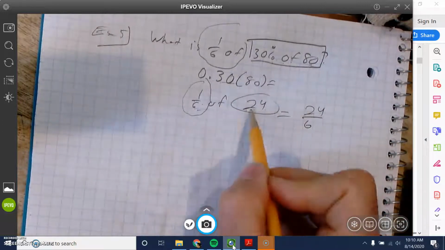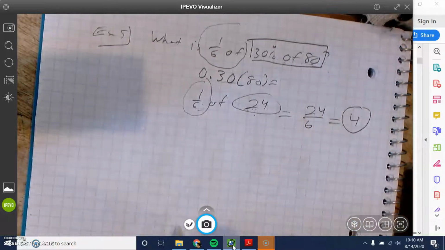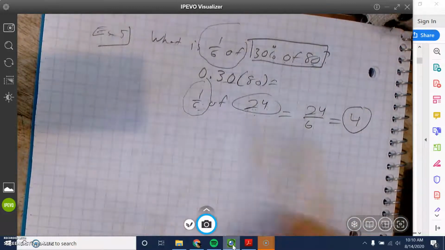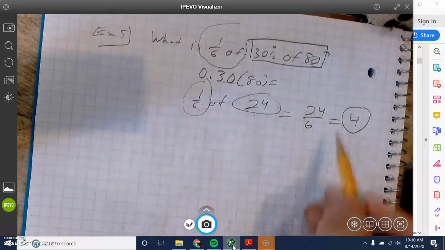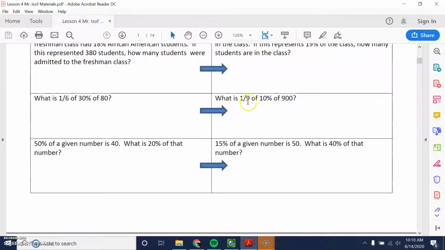I'm breaking 24 into 6 parts. So that's going to be 4. Got it. So 1/6 of 24 is 4. That's the whole problem right there. Your turn now. What is 1/9 of 10% of 900? Go.